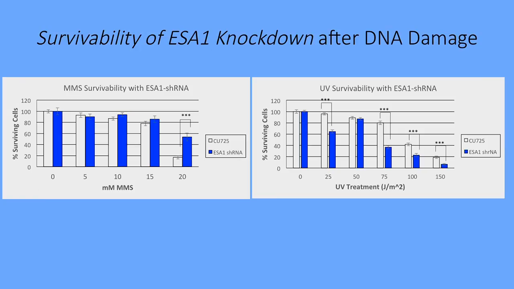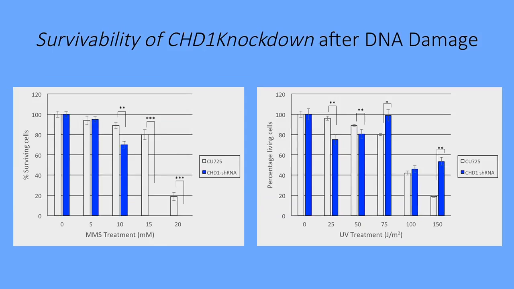Now, just to finish up, looking at the knockdown of ESA1, these guys have an increased protective effect of MMS, so they're more resistant to MMS, and actually more sensitive to UV, which makes it look like maybe this one is the one involved with nucleotide excision repair. So that's the one that we're going to be pushing towards, looking at for nucleotide excision repair and global genome repair.